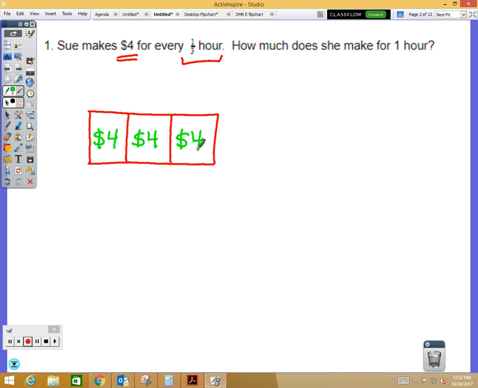4 plus 4 plus 4 gives us $12. Does that make sense how I got that answer? If not, ask me now because they only get harder from here.